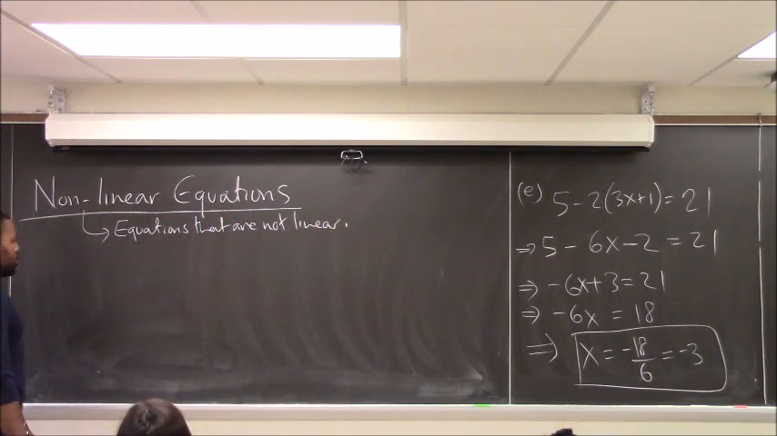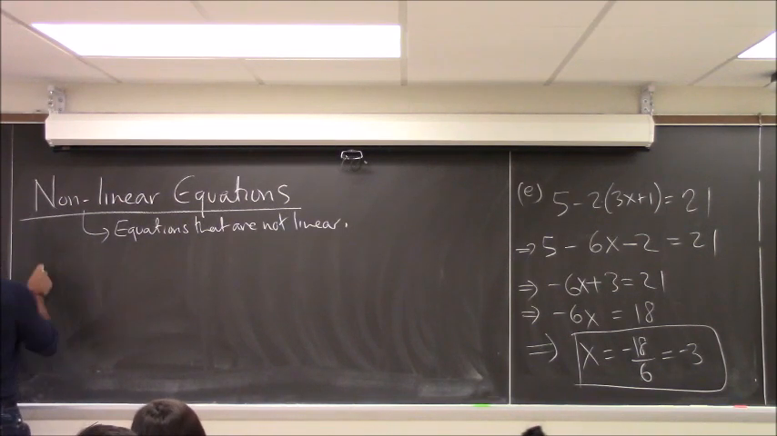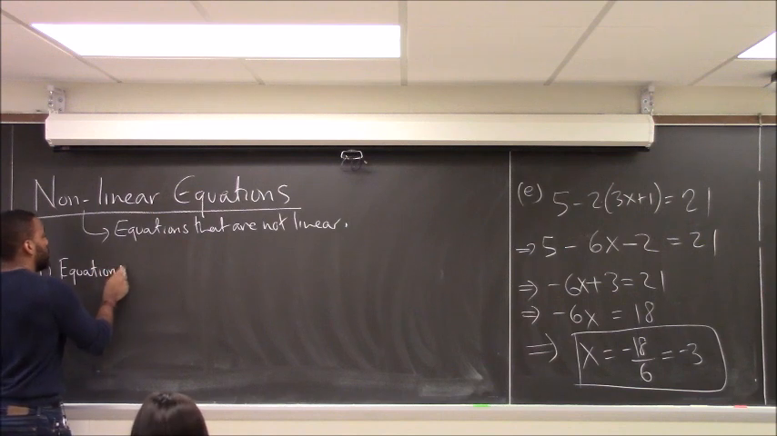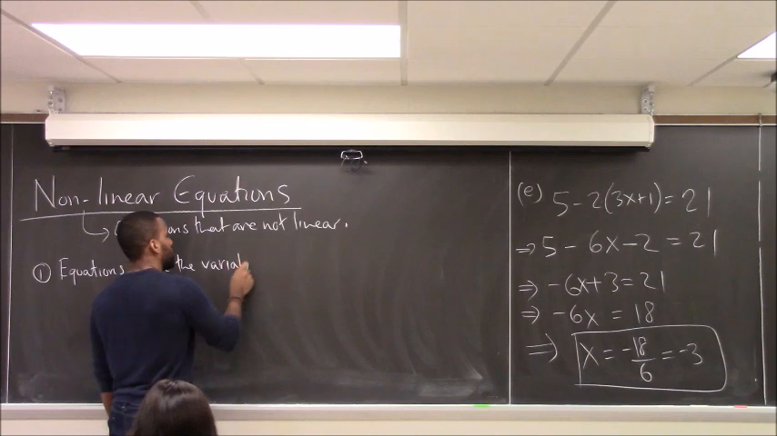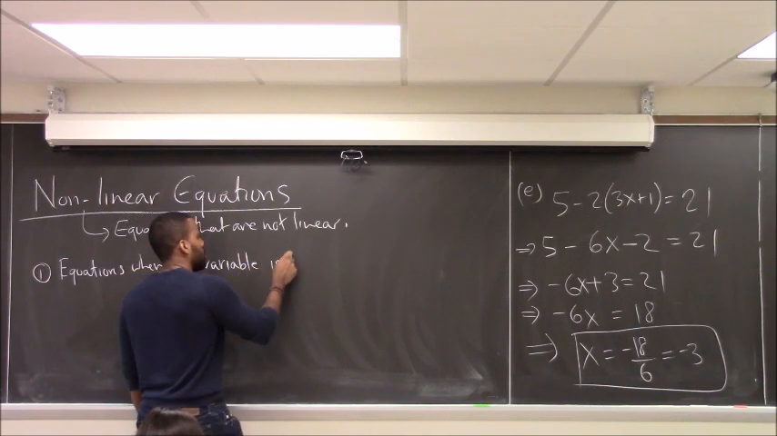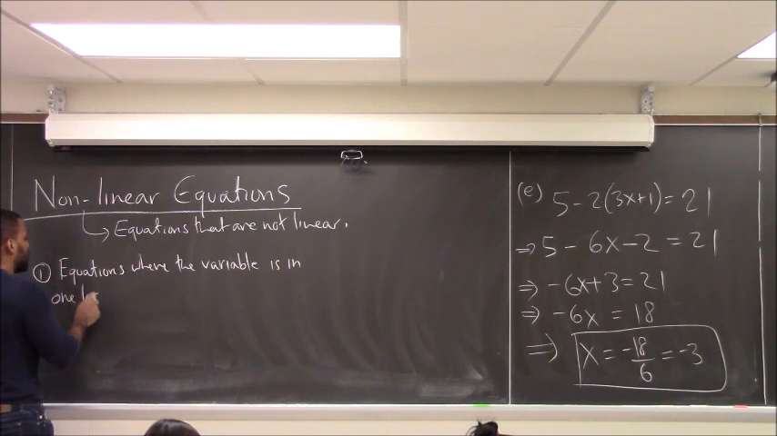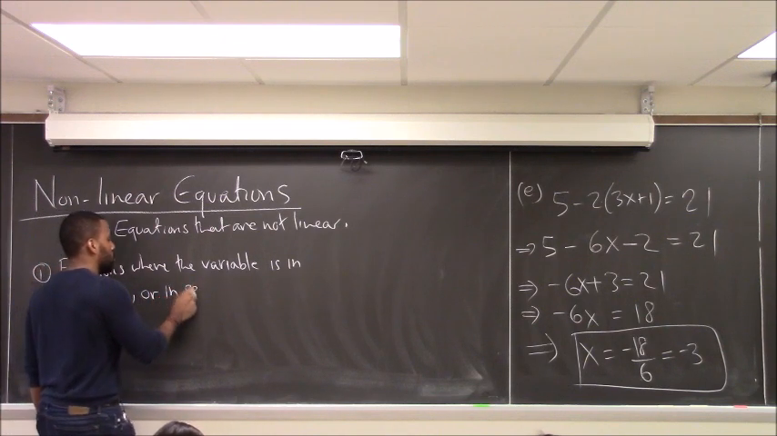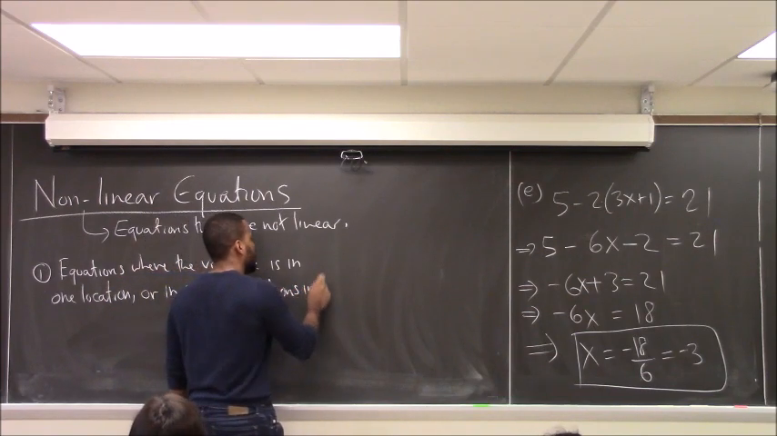Okay, I want to break it up into 2 types. 1. Equations where the variable is in one location or in several locations in like terms.